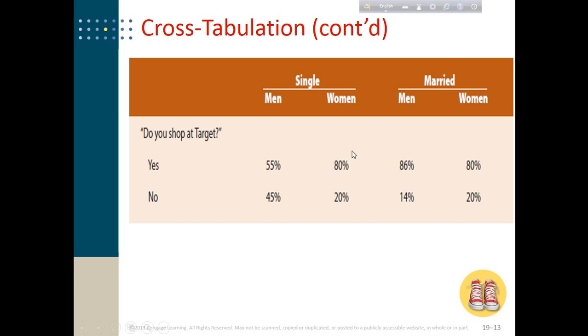However, if you look at men's response, 55% men said yes when they're single. However, 86% men said yes when they're married. That means when men shop at Target, it largely depends on whether they are married or not. When they got married, they more frequently shop at Target. Okay, so this is how we add more variables to find out some more relationships that might be interesting or meaningful for the researcher.